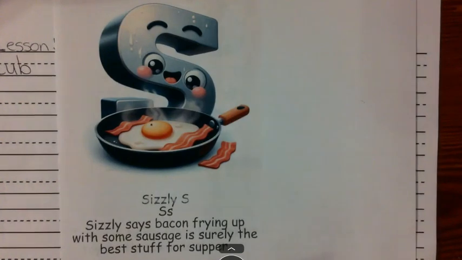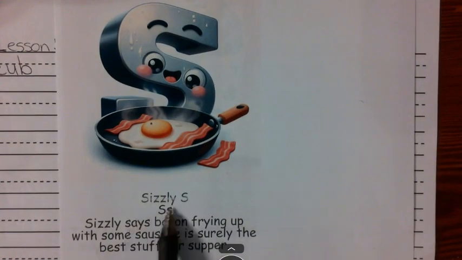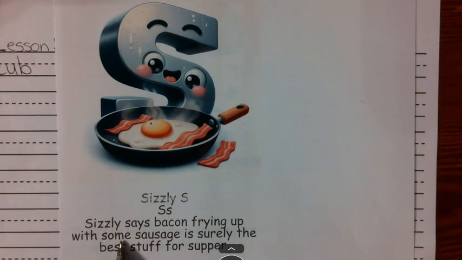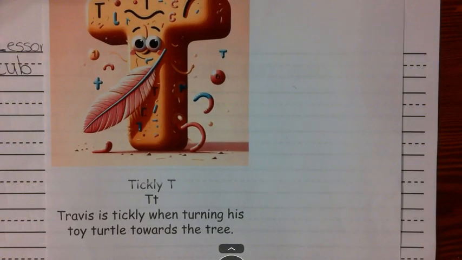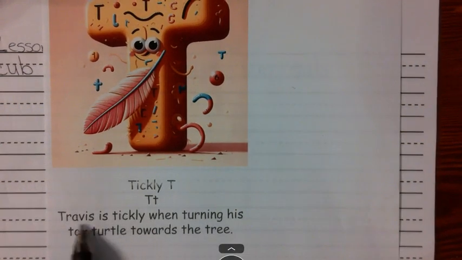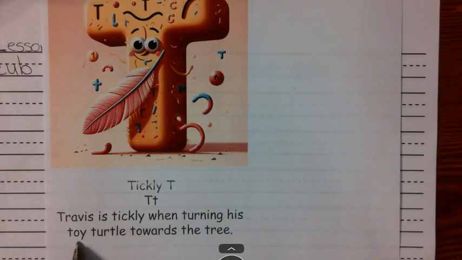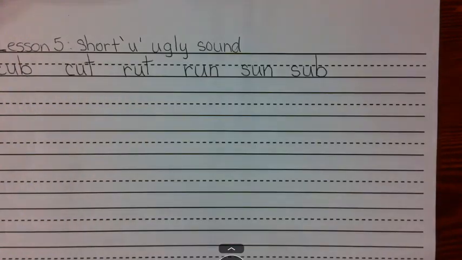And then we'll have Sizzly. And Sizzly S. Sizzly says bacon frying up with some sausage is surely the best stuff for supper. So we'll have our Sizzly S sound. And finally, in today's lesson, we will have Travis. And Travis is our tickly T. It says Travis is tickly when turning his toy turtle towards the tree. Lots of those T sounds in that sentence, isn't there?